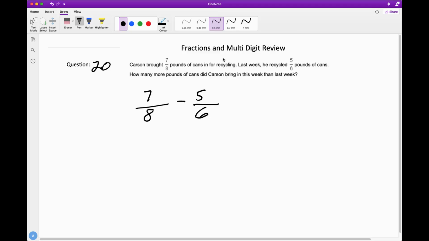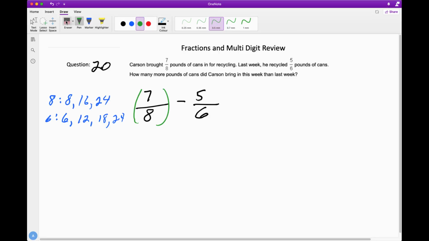All right. Then when we go ahead and try to solve this, we need to figure out what their least common multiple is. So 8 has 8, 16, 24. Well, hopefully you know that 6 goes into 24 as well. So we can go ahead and move into the next one, 6, 12, 18, and 24.